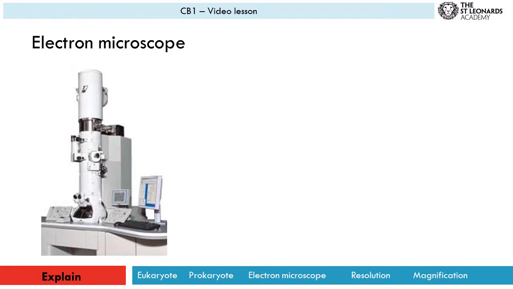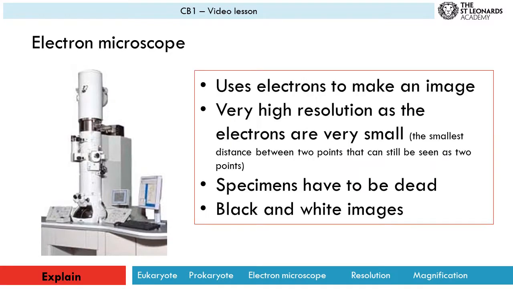Electron microscopes are a much more recent invention. They use electrons to make an image. In the same way that a light microscope passes light through a sample, electron microscopes fire electrons through a sample. Because electrons are so small, it gives a very, very high resolution image, much higher than that of a light microscope. The problem is that it's hugely expensive, takes a lot of skill to use, the specimens have to be dead, and you can only get black and white images. You do see coloured ones, but they're coloured artificially after the image has been taken.